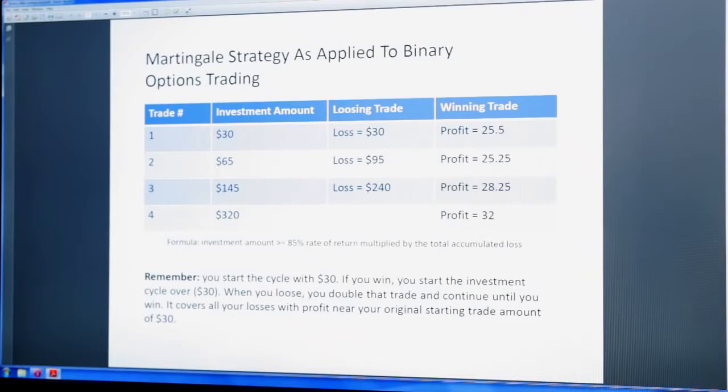Now for this one, we need to put down $145, which is going to give us a profit of $28.25 if we win, which will cover the $65, the $35, and the original $145. Yeah? So let's go back.